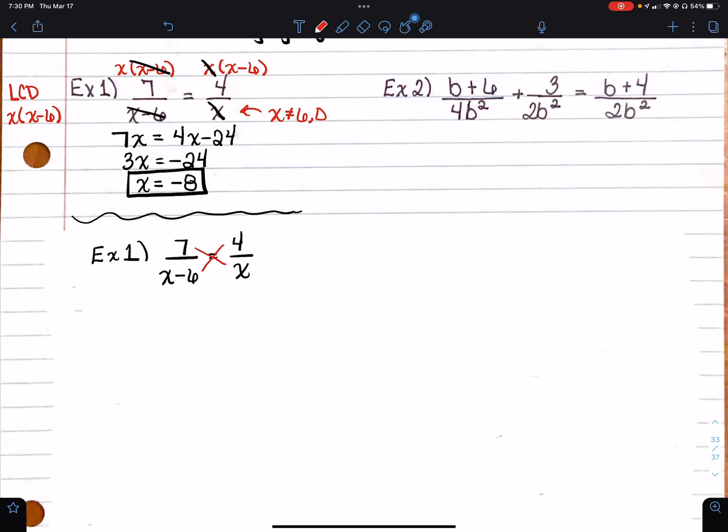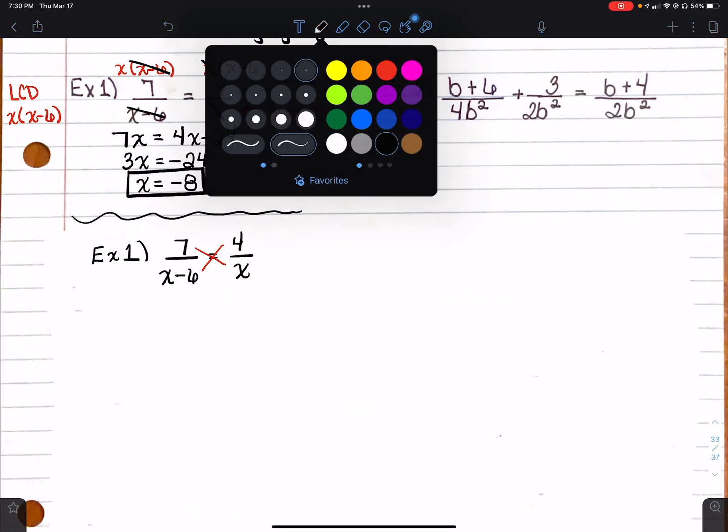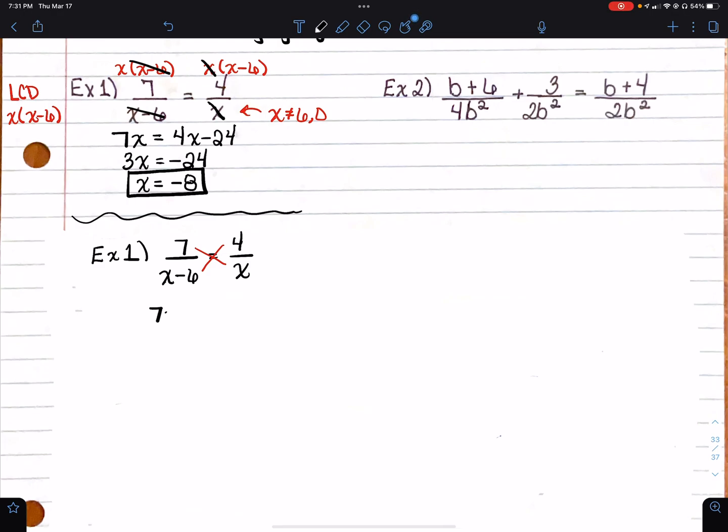So on example 1, 7 times x gives me 7x. And then I have 4 times x minus 6, which gives me 4x minus 24. Subtract 4x from both sides, then we have 3x equals -24. Divide both sides by 3, and we get x equals -8. Both times we get the same solution. Again, just making sure that -8 is not an excluded value.